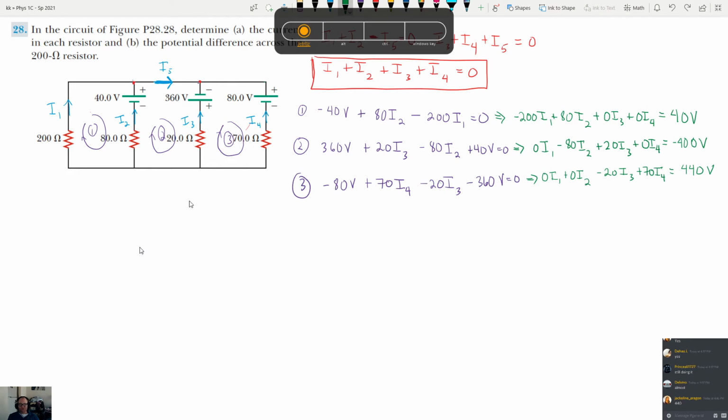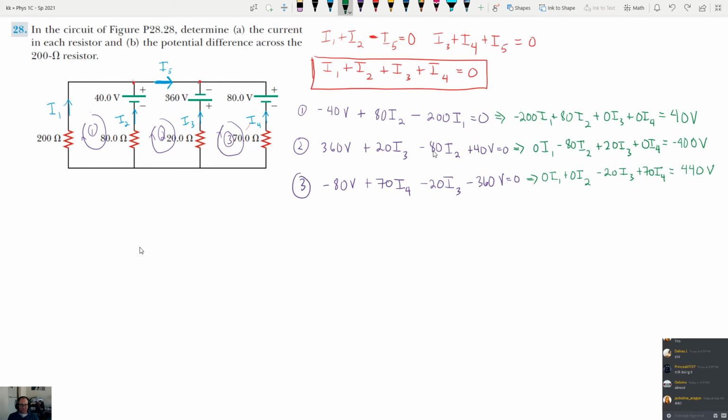There are some things you can check when you do it like this, because with I1 I went down this piece, but with I2 I went up it. As a result, you're going to have a positive 80 I2 and then a negative, so this is plus and this is minus. Same term, just reversed signs.